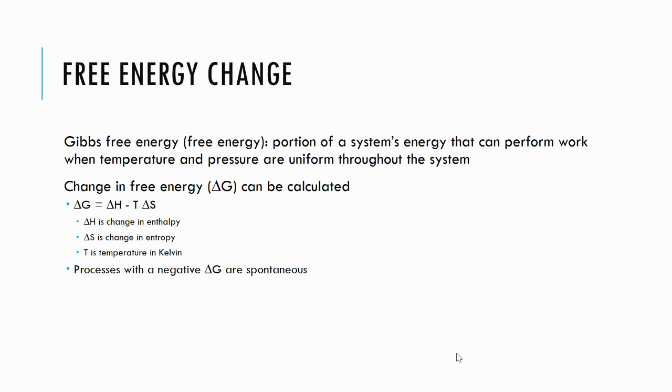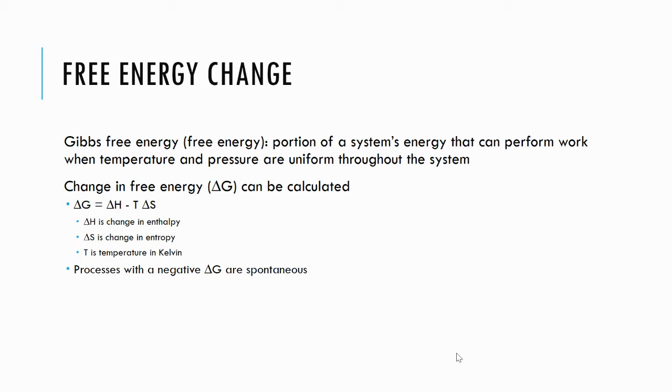Gibbs free energy, or free energy, is the portion of a system's energy that can perform work when temperature and pressure are uniform throughout the system. And the change in free energy, or delta G, can be calculated. Its formula is delta G equals delta H minus T times delta S. Delta H is change in enthalpy, delta S is change in entropy, and T is the temperature in Kelvin.